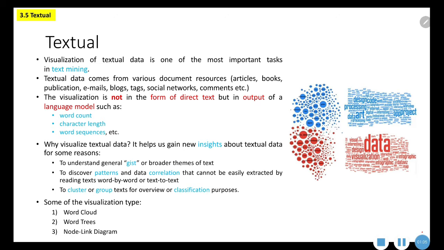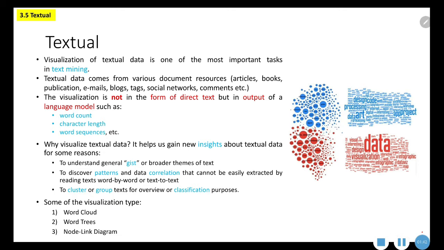So why do we visualize textual data? It helps us to gain new insights about textual data for some reasons. For example, we want to understand the general gist or broader themes of the text. Second is to discover patterns and data correlations that cannot be easily extracted by reading text word by word or text to text. And the third one is to cluster or group text for overview or classification purposes.